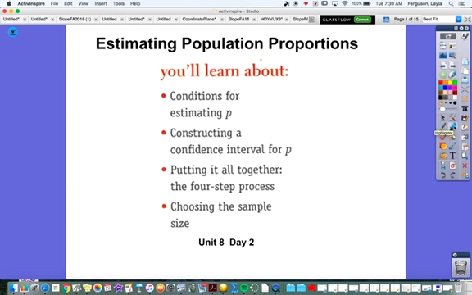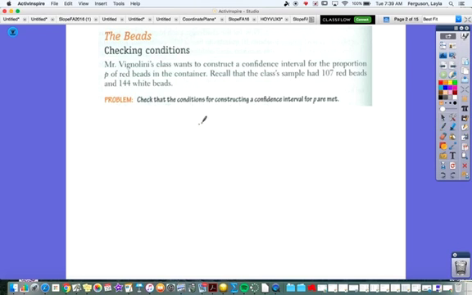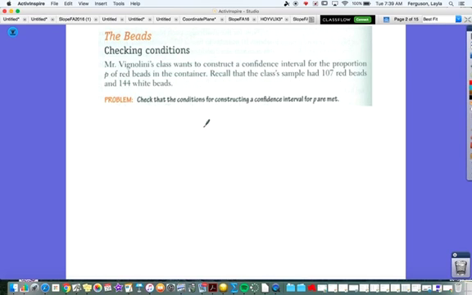Section 8.1 or 8.2 is about estimating population proportions. The first thing we're going to talk about is checking conditions.